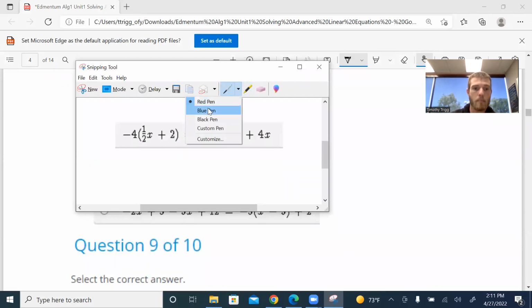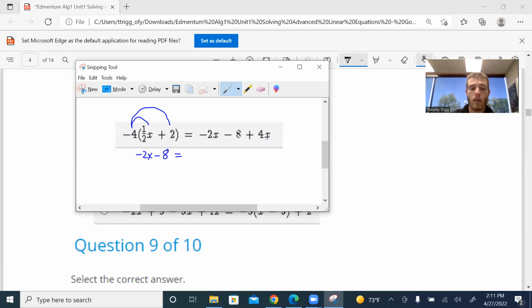So let's start by distributing this -4 here into this parentheses. -4 times 1/2. So -4 times 1 is -4. Divided by 2 is -2. So we have -2x minus 8 equals, I'm going to go ahead and combine like terms. So I'm going to kind of combine steps here. I'm going to combine like terms over here. I can combine this -2x and 4x on the right side. That gives us positive 2x. And then we also have a minus 8.